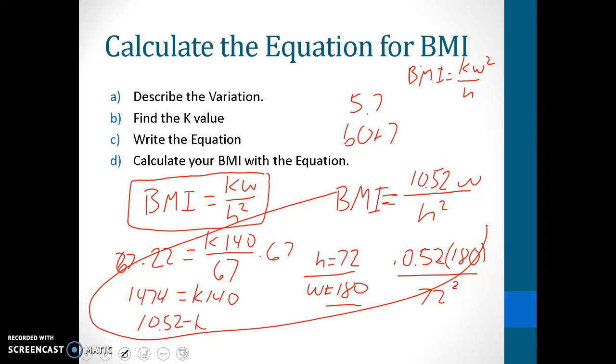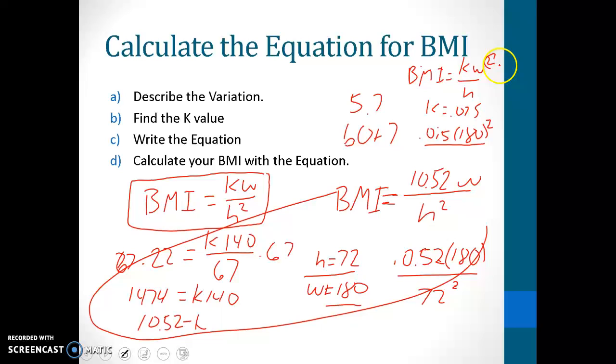But if we were to do the same thing over again with this equation, we would end up with a k value of 0.075. And then if we plug the same values into this equation, the k value is 0.075. We take a person that weighs 180 pounds, square the weight because it's w squared, and then divide that by a height of 72. We would get a body mass index of right around 33.